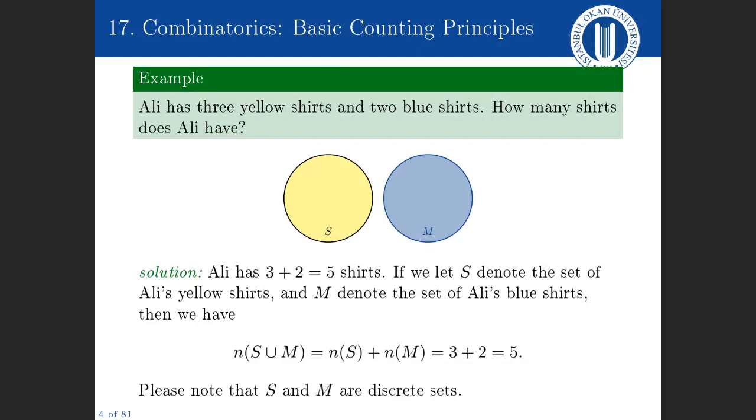So, for example, let's suppose Ali has 3 yellow shirts and 2 blue shirts. How many shirts does Ali have? Well, because a shirt is either yellow or it's blue, it can't be yellow and blue, we don't need to worry about the intersection of the set of yellow shirts and the set of blue shirts. So we just do 3 plus 2.